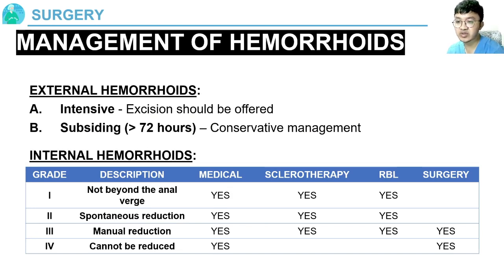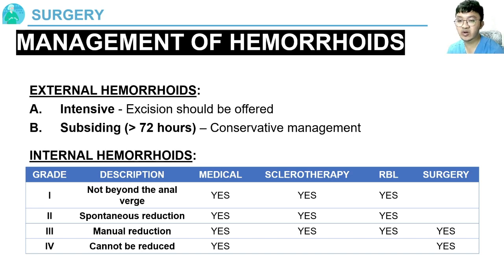Next, management. So you need to identify again if it's external or internal hemorrhoids. For external hemorrhoids, if it's in the intensive phase, which means it's within 72 hours, you may offer the patient an elliptical excision of the external hemorrhoids under local anesthesia.